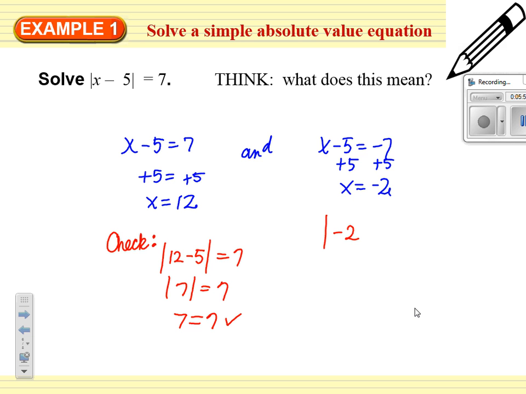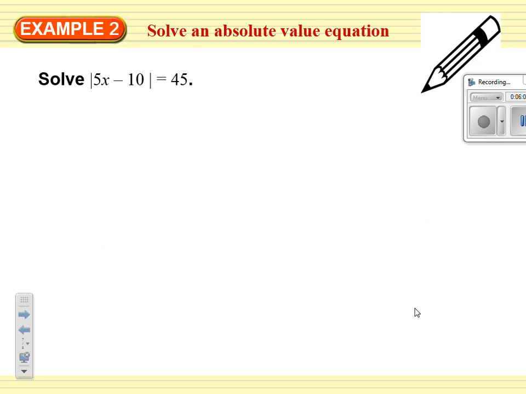Plug in the negative 2. Absolute value of negative 2 minus 5 is negative 7. The absolute value of negative 7 is 7. Remember, that's a distance, and 7 does equal 7, so it also checks. All right, let's try another one.